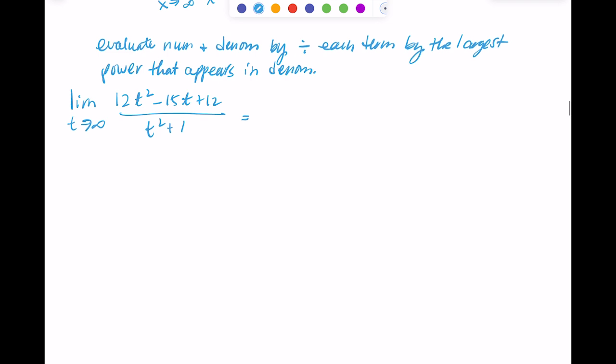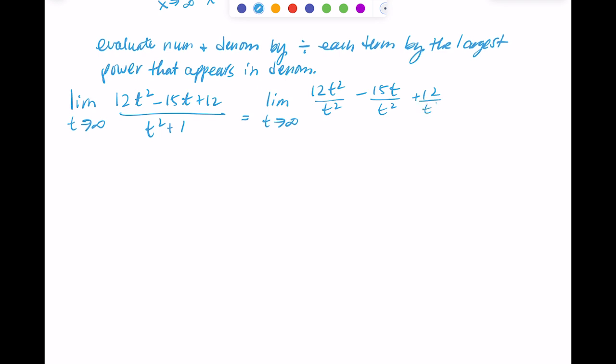We're going to evaluate it as t approaches infinity of 12t squared minus 15t plus 12 over t squared plus 1. So my highest power that appears in the denominator is t squared. So I'm going to divide each of these terms by t squared. So you're going to have the limit as t approaches infinity, and we're just going to take each of our terms and divide them by t squared.